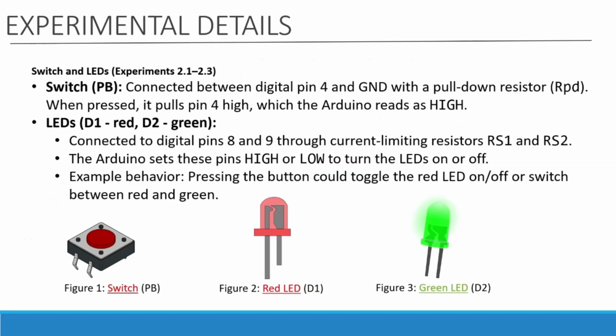And again, to understand how the code affects the components, we're going to look at the push button or the switch. When it is pressed, the pin 4 will read as high, and the Arduino reads that as high in the code, which also means on. And when looking at the red and green LEDs using the experiment, the Arduino will set these pins to high or low in the code, and that will either turn the LEDs on or off.